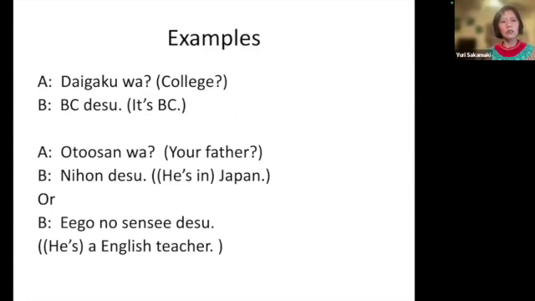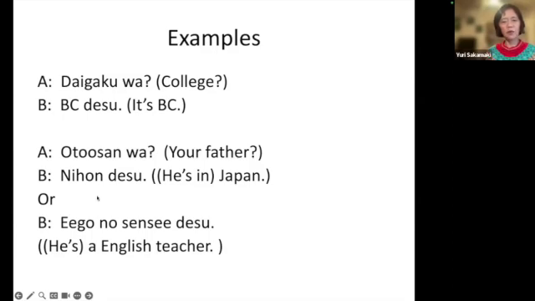Other examples, 大学は? So meaning the college you go to, and you can say, BC です. It's BC. So remember when we learned hiragana, I said there is no sound as C. We only have shi. So this letter of the alphabet, we know it's C, but when we pronounce it, we say shi. So BC です. If you say BC, they may not catch it. They may, but definitely if you're speaking in the Japanese language, then we would pronounce this as shi.